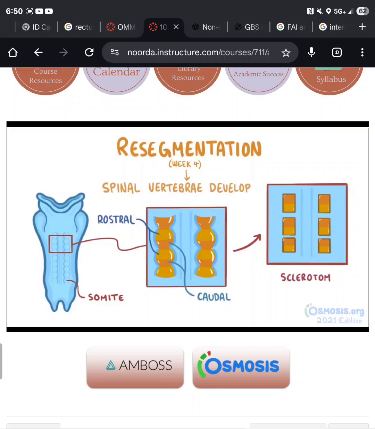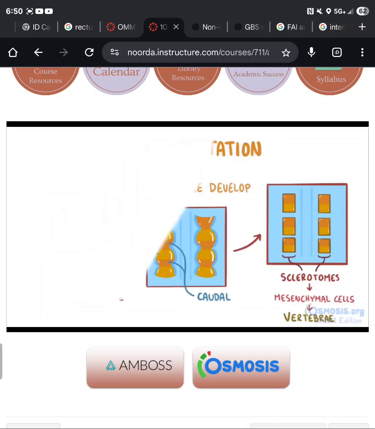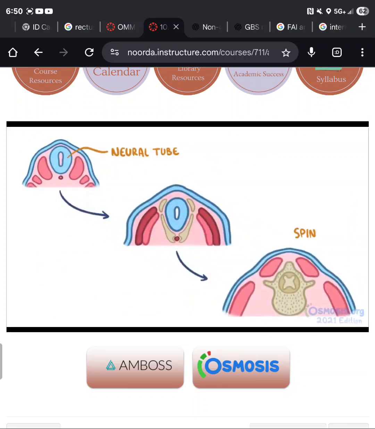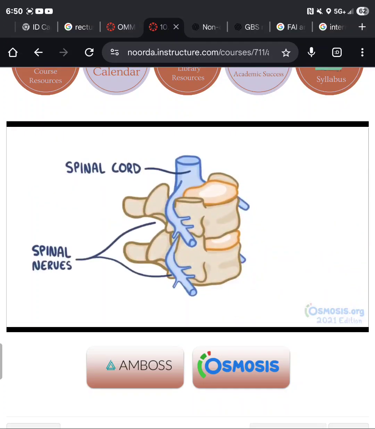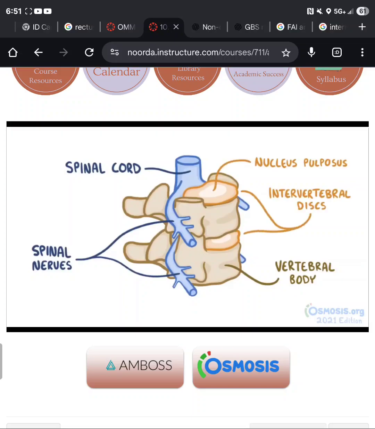The sclerotome cells in these segments surround the notochord and spinal cord, and they transform into mesenchymal cells and give rise to the vertebrae through endochondral ossification. As the vertebrae take shape, the neural tube develops into the spinal cord, from which spinal nerves emerge through the spaces between the vertebrae. In front of the spinal cord, though, the bodies of the vertebrae grow and make the notochord degenerate, for the most part. Between the vertebrae, the notochord persists as the nucleus pulposus of the intervertebral discs.